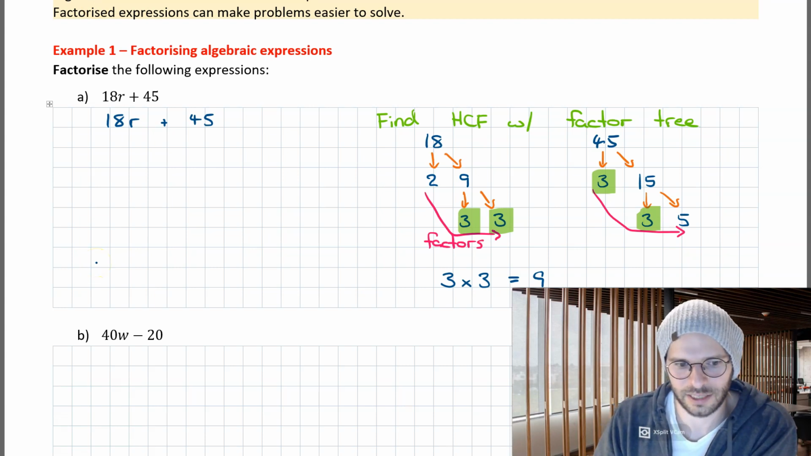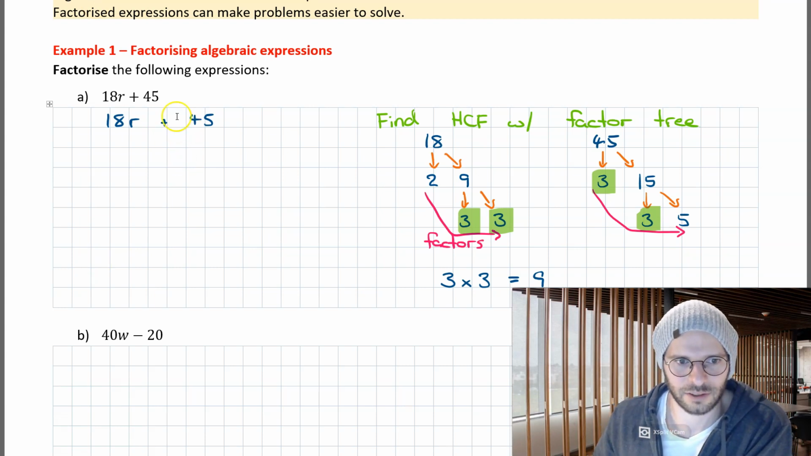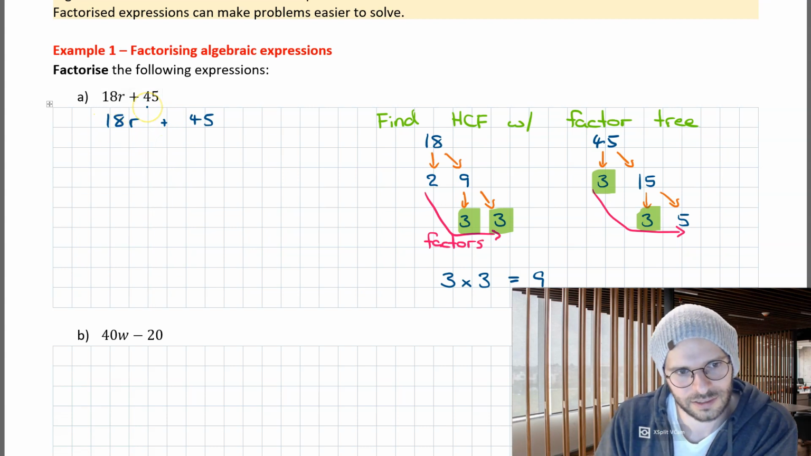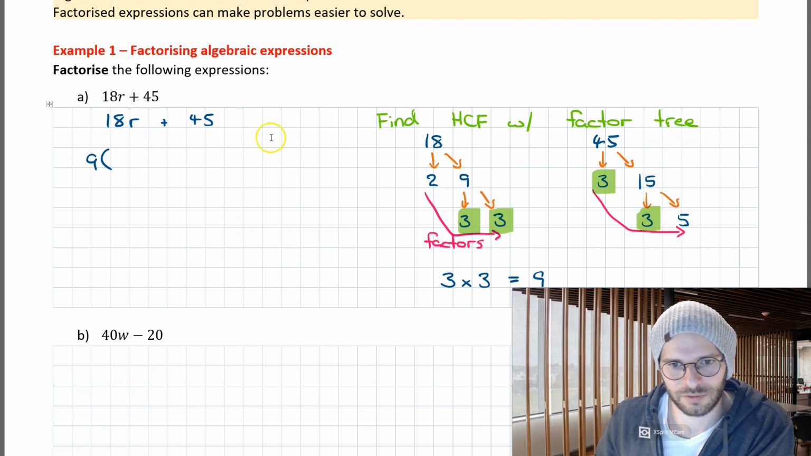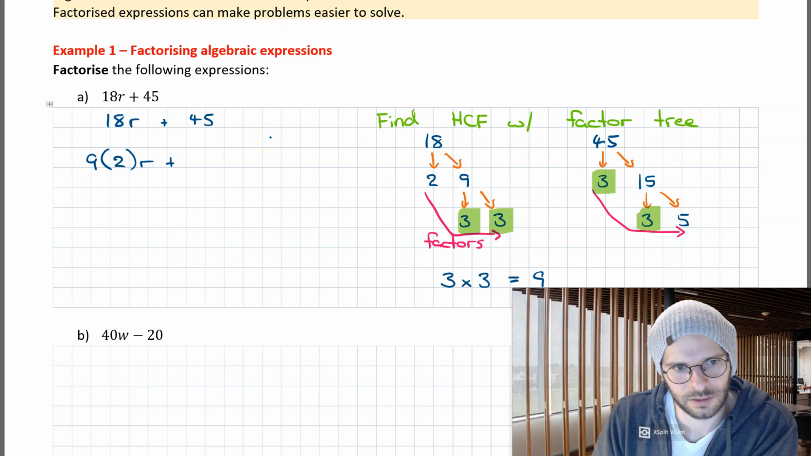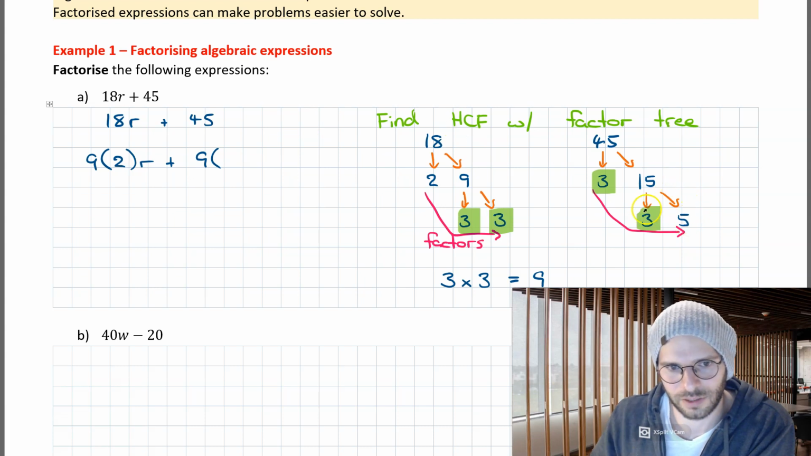Now that I know my highest common factor, I can commence factorization on the left here. I start off and I write 9. I ask what happens when I divide 18 by 9? Well, I have 2 left over, and I put the r down. Next, 9. What happens when I divide 45 by 9? I get 5 left over.